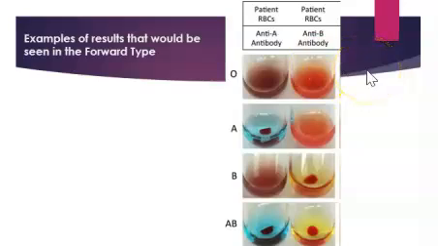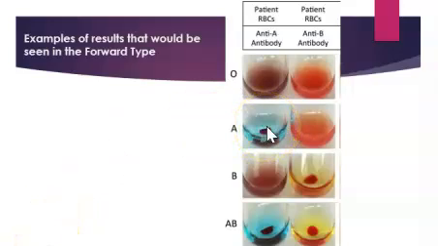So what do we know? How are we going to interpret this? If we don't have any agglutination in either tube, what does that tell us? The antibodies in the reagents didn't have any antigens to react with on the red blood cells for this particular patient. So this patient's blood type is O because there was no antigens detected on the red blood cells.